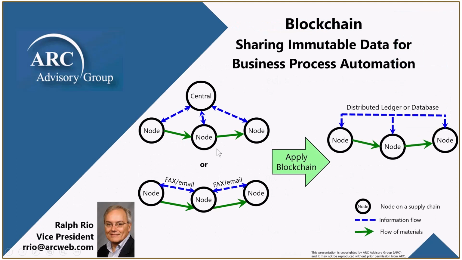So in summary, we have blockchain enabling the sharing of immutable data, or data that can be trusted, for business process automation in the industrial sectors. There are two general types of applications where one is with the blind nodes can share information, and the other one is replacing manual systems to have business process automation and faster and lower cost business processes.